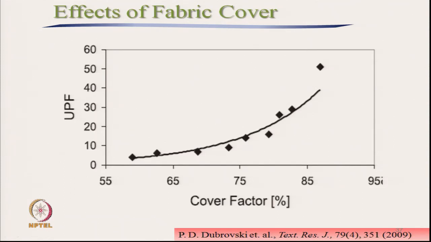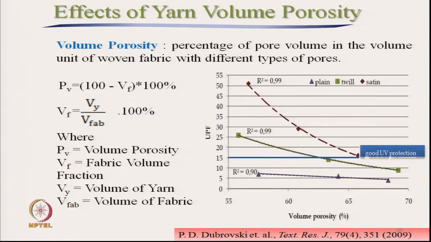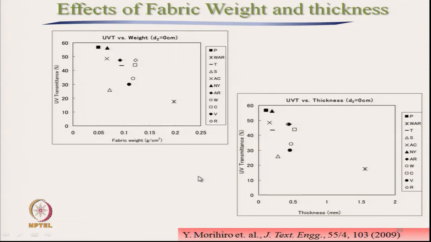As I have mentioned, the compact fabric will prevent the UV radiation from passing through, and for volume porosity, the porous fabric will allow more and more of the UV rays to pass through. That is why, as volume porosity increases, the UPF value reduces gradually. And here this curve shows the UV transmission characteristics.